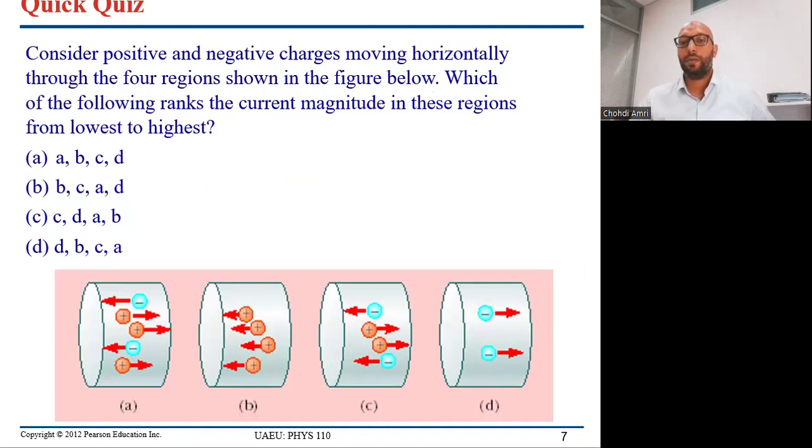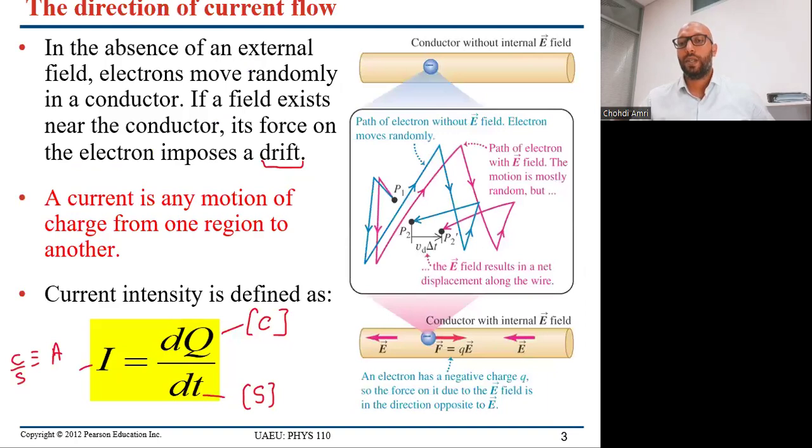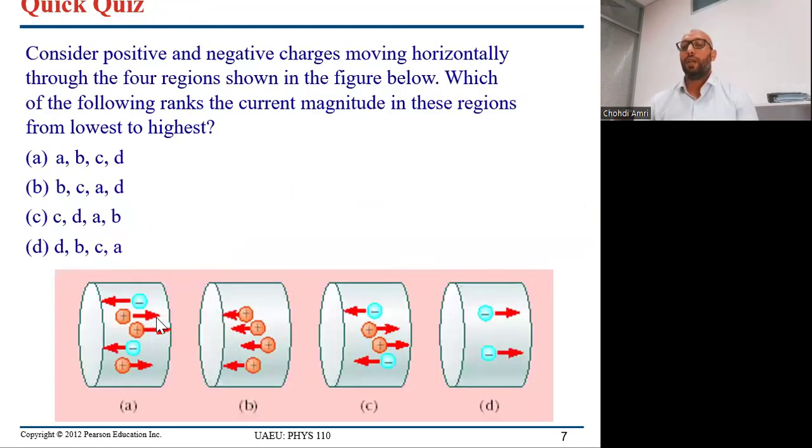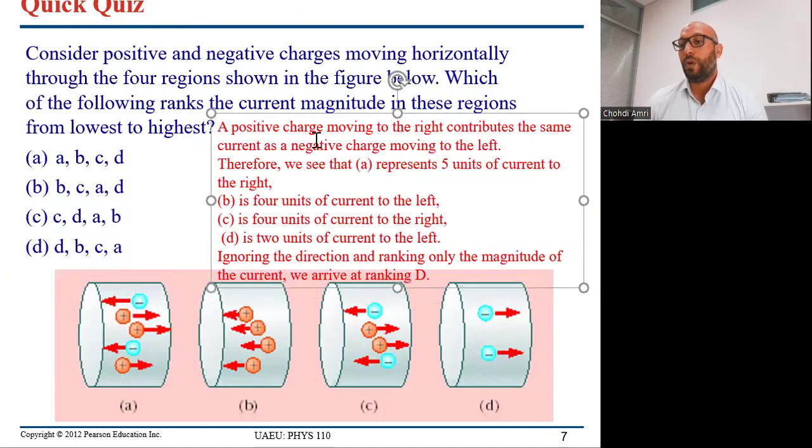Let me make a short review at first. We said that the conventional current is treated as a flow of positive charges, and of course, it's opposite to the negative charges. Now, in these four examples, we have some charges. Some of them are positive, some of them are negative. So the current is with the positive charge and opposite to the negative charge. So we can say a positive charge moving to the right contributes the same current as a negative charge moving to the left. Why? Because the current is associated with the motion of the positive charge.